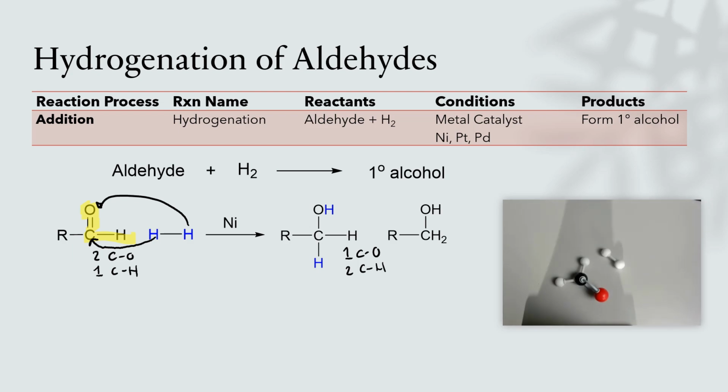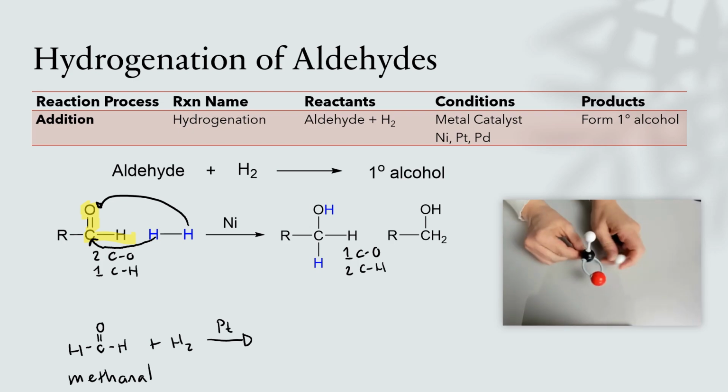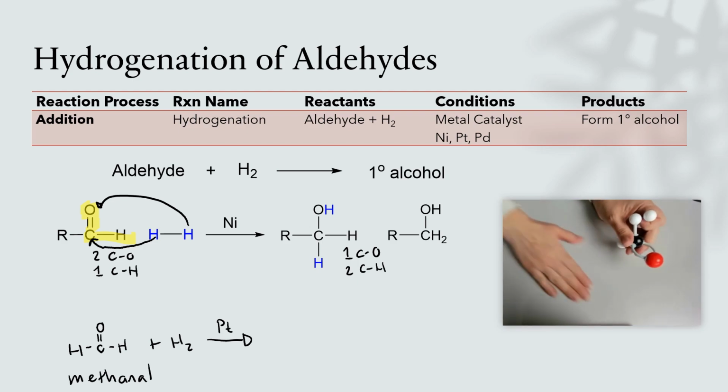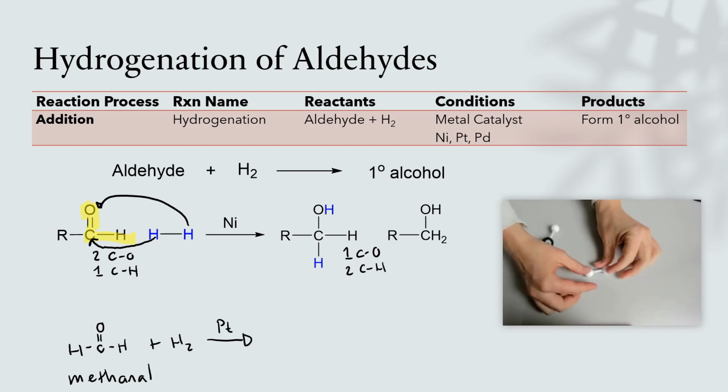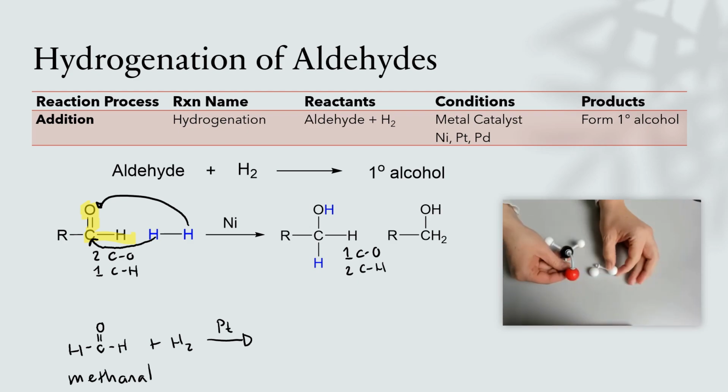Looking at a real aldehyde, here we have methanal, and reacting with our hydrogen in the presence of a metal catalyst, I put platinum here, we are going to be able to break that double bond. Like with our nickel catalyst, so assume this tabletop is that nickel catalyst. That nickel catalyst allows for the breaking of those hydrogen bonds. So now they're available to react.